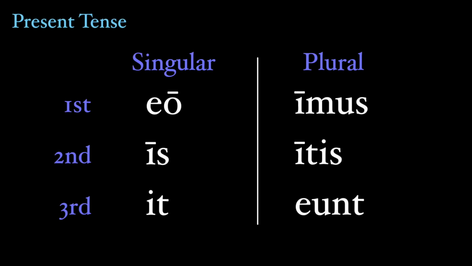Eo, is, it, imus, itis, eunt. So it looks a little different. The personal endings are still o, s, t, mus, tis, unt, but the stem of the verb seems to change for the first person singular eo and the third person plural eunt.